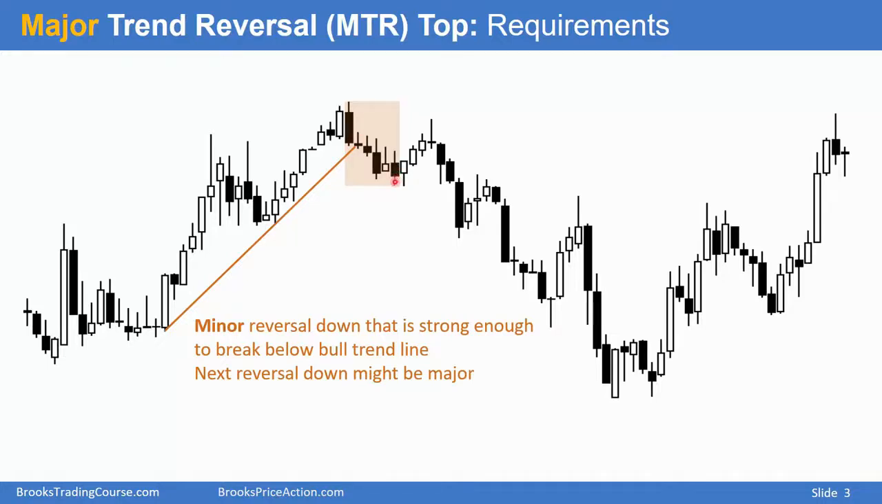However, there's enough selling pressure here for traders to think that perhaps, yes, it's a minor reversal, but once the bull trend resumes, there's an increased chance of a major trend reversal. And this is true especially because of a wedge top. 3 pushes up, 1, 2, 3. Yes, minor reversal. You expect the bull trend to resume.